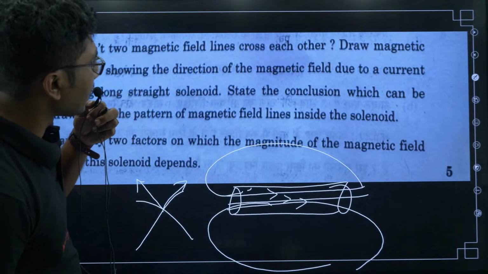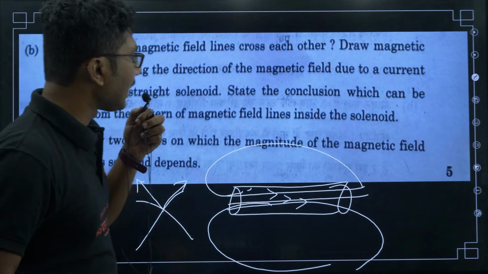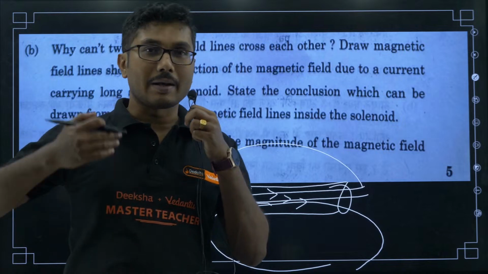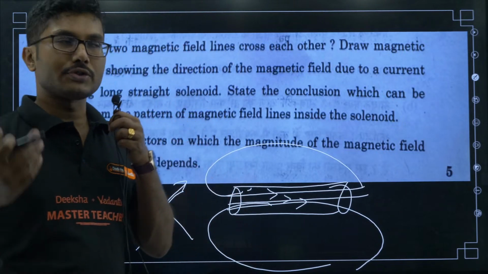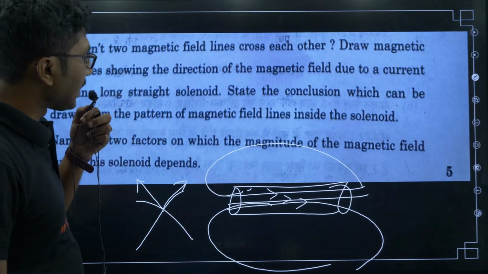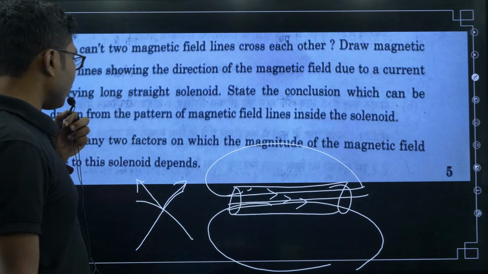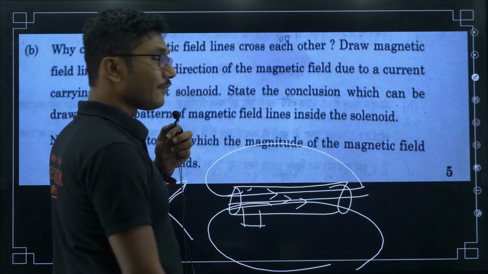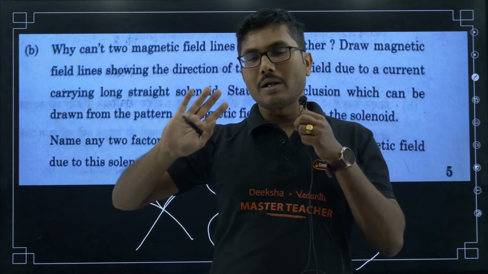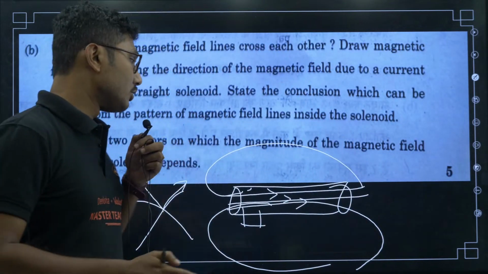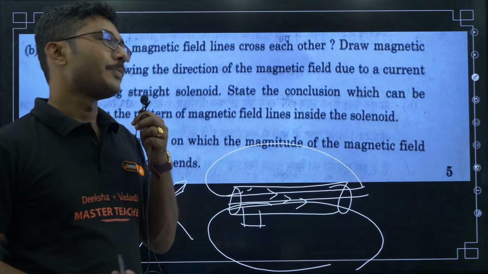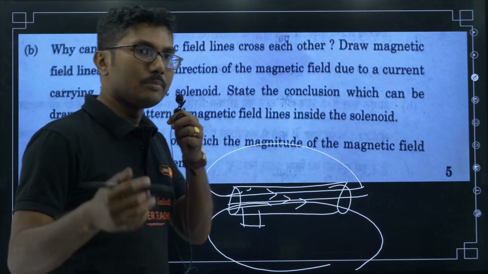State the conclusion which can be drawn from the pattern of magnetic field lines inside the solenoid. The pattern is that inside a long straight solenoid, the magnetic field lines are parallel. That means the magnetic field inside the solenoid is constant. Name any two factors on which the magnitude of the magnetic field due to a solenoid depends. Obviously another same question: number of turns per unit length. For a coil, total number of turns is sufficient, but for a solenoid you have to mention number of turns per unit length, that is important, and the amount of current. Amount of current is common in both cases.